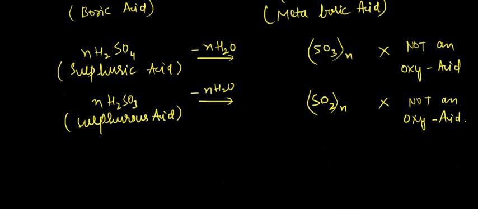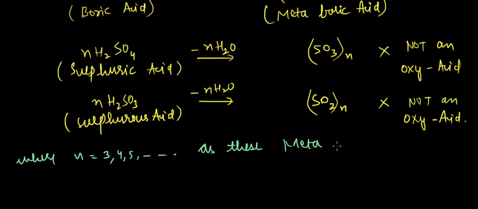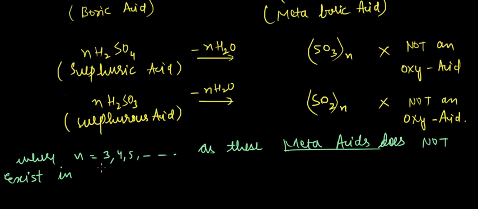I used the generic variable n here, so n can range from 3, 4, 5 and so on, as these meta acids do not exist in monomer and dimer form.